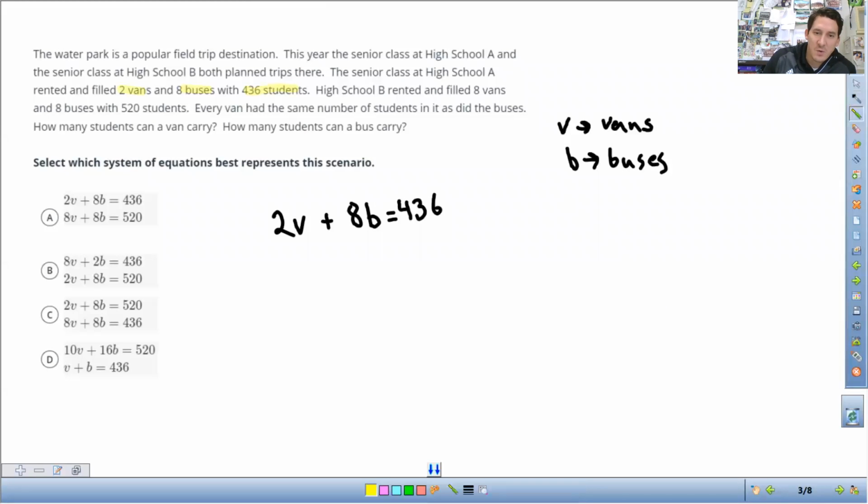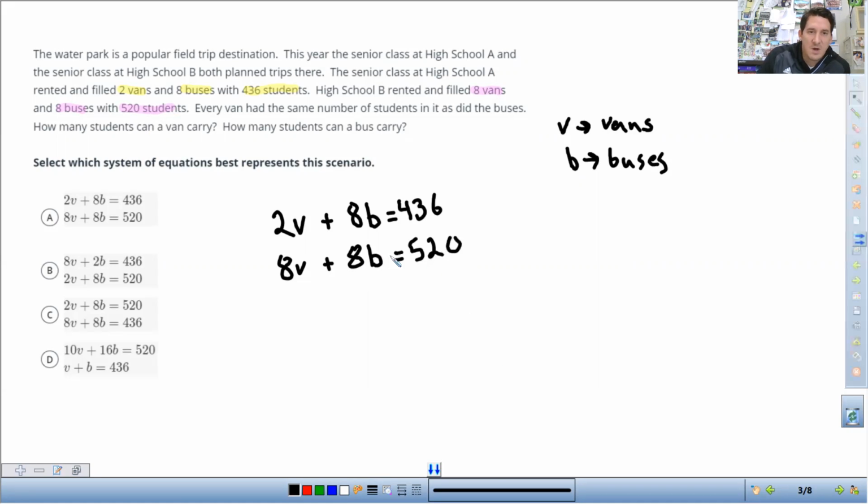All right, now the second equation, let's look at the information. High school B rented and filled 8 vans, 8 buses with 520 students. So we had 8 vans, 8 buses, and a total of 520 students. So now you just need to pick. A is the correct answer on that one.